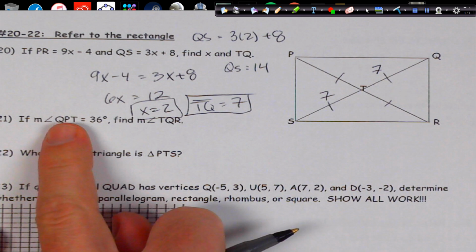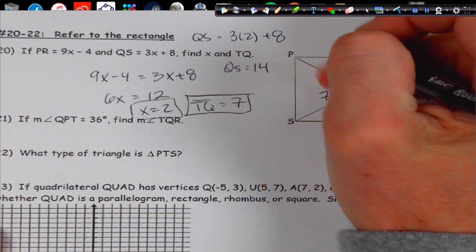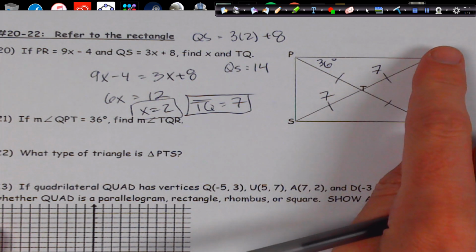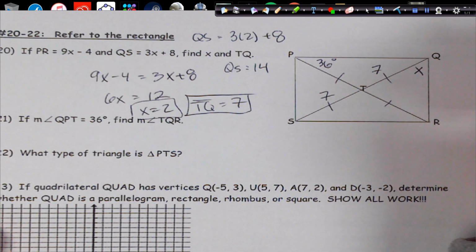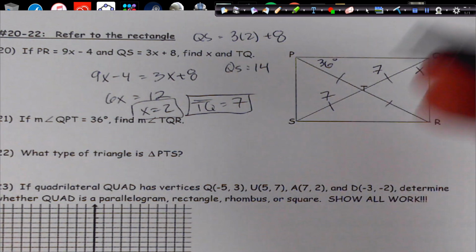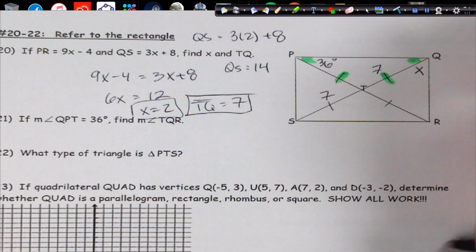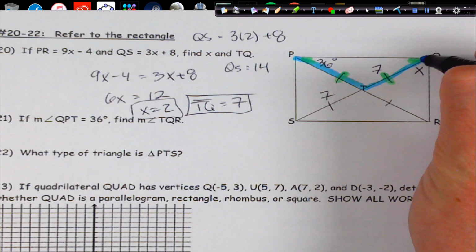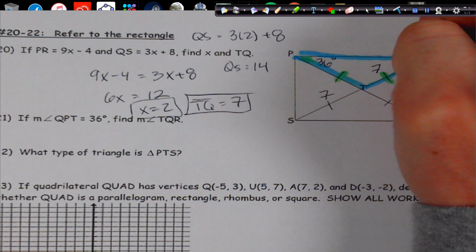All right. QPT, so this angle here is 36 degrees. And TQR is this angle here. We're trying to find it. So recall that we have isosceles trapezoids. So this angle and this angle are actually congruent because of our isosceles trapezoid. I'll draw the isosceles trapezoid in blue right here with the two congruent legs and two congruent bases. So that makes this 36 over here.